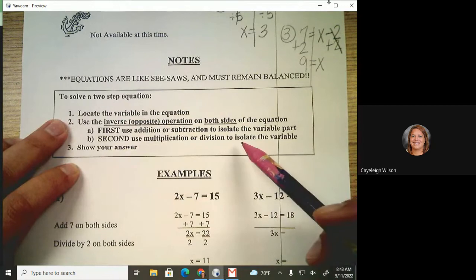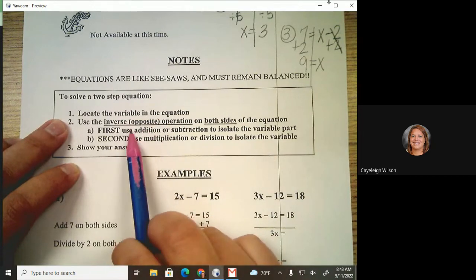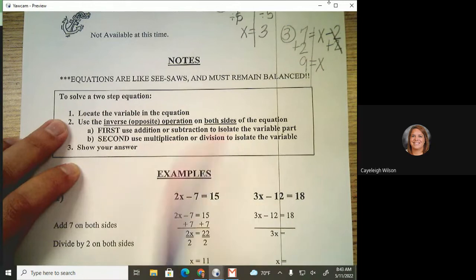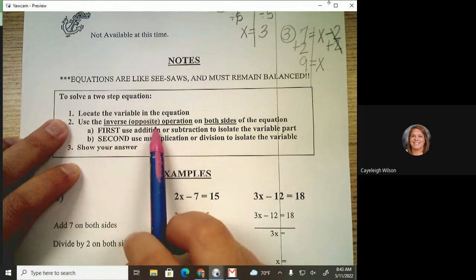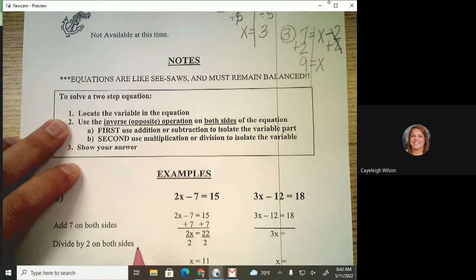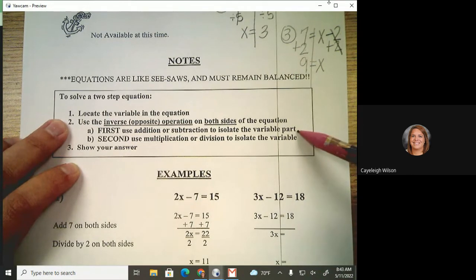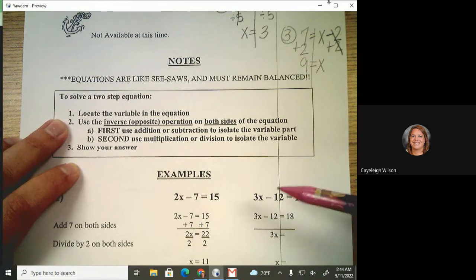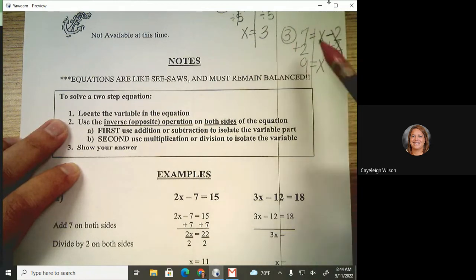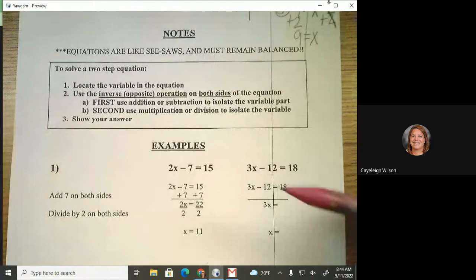But with two-step, you are going to first use addition or subtraction to isolate the variable part, and then use multiplication and division to isolate the variable. So I'm going to undo the addition and subtraction first, and then I'll undo the multiplication and division second, and then show your answer. And if you do not show your work, I will throw your paper away. I cannot say that enough. If you do not show your work, it will get thrown away. So just like all the work I showed up here, there's an example of some work here. I have to see that or it's trashed.